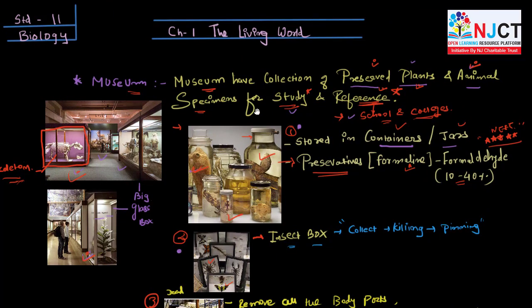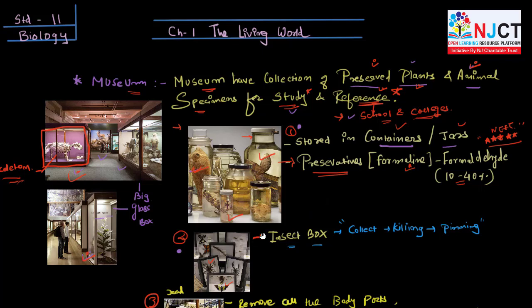Okay, so let's take a quick review. A museum is what? It is a collection of preserved plants and animals. So do not write live plants. You just have to write preserved plants and animals, always dead. Remember this. Why are you doing this? Why are you making this whole museum? Just for study and reference purposes.